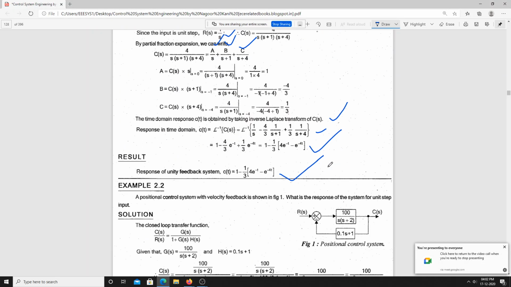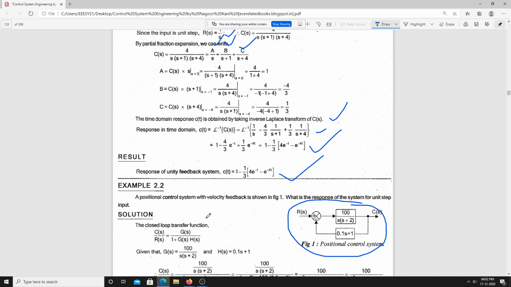Next problem. When we look at the next problem, a positional control system with velocity feedback is shown in the figure. What is the response of the system for unit step input? I hope that everyone will solve this. Just solve this and tell me the answer. So here we are supposed to find out the response of a system for unit step input. Just everyone try to solve.